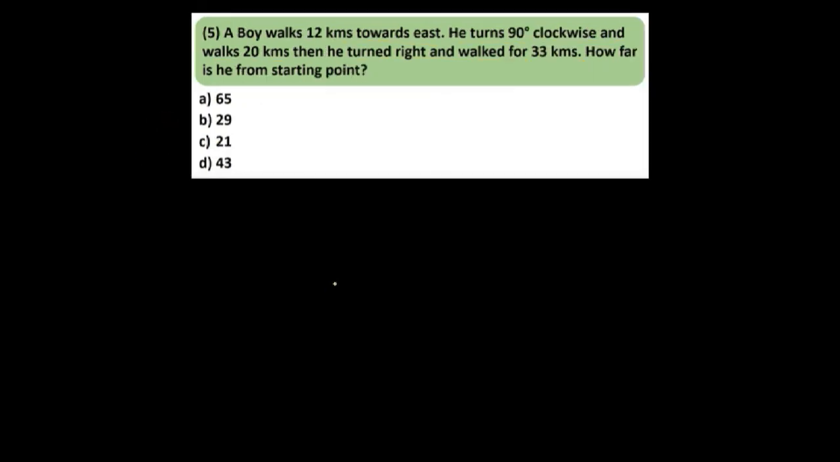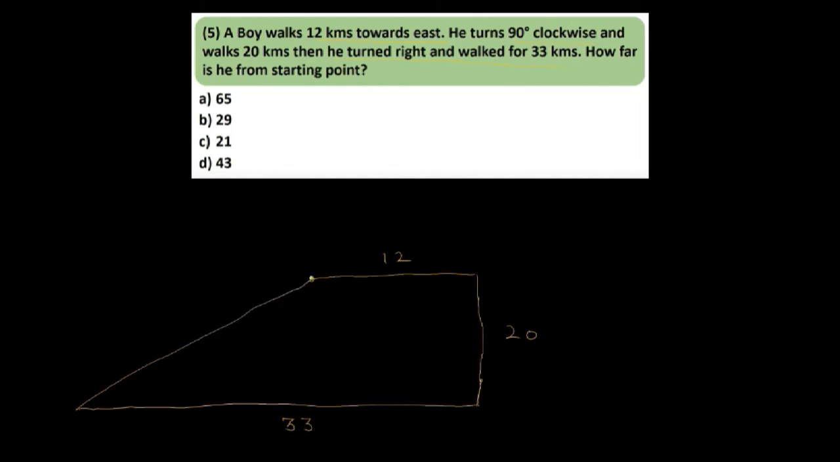A boy walks 12 kilometers towards the east. So he is walking towards the east and he has traveled 12 kilometers. He turned 90 degree clockwise. So he turns 90 degree clockwise and walks for 20 kilometers. So this is 20 kilometers. Now he turns right and walked for 33 kilometers. Now he is turning right this side and he is walking for 33 kilometers. So how far is he from the starting point? So we have to find out the distance between this point and this point.